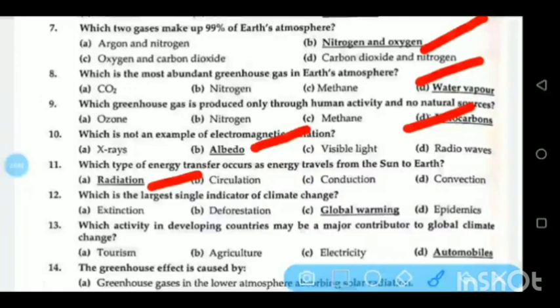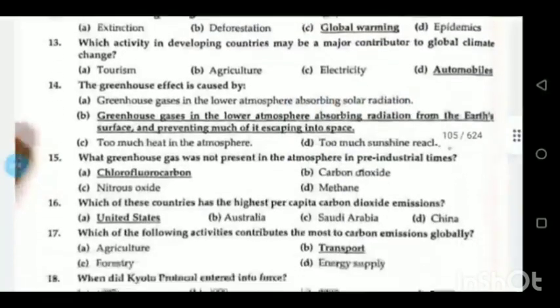Which type of energy transfer occurs as energy travels from the sun to earth? Radiation. Which is the largest single indicator of climate change? Global warming. Which activity in developing countries may be a major contributor to global climate change? Automobiles.